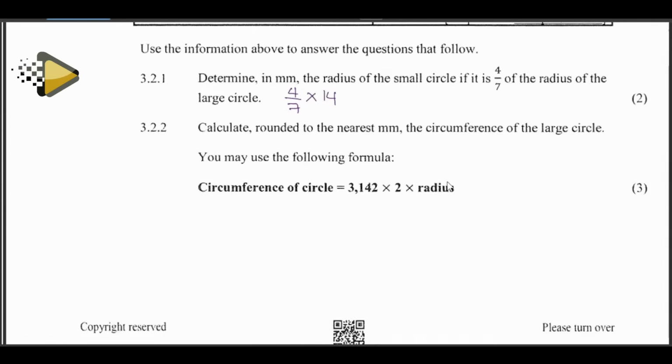4 over 7 times 14, which gives you 8. Don't forget, they're already in millimeters. You don't need to change them. But don't forget the units.